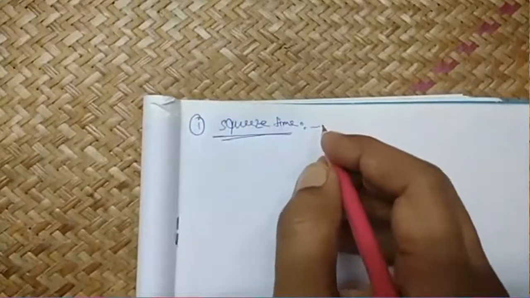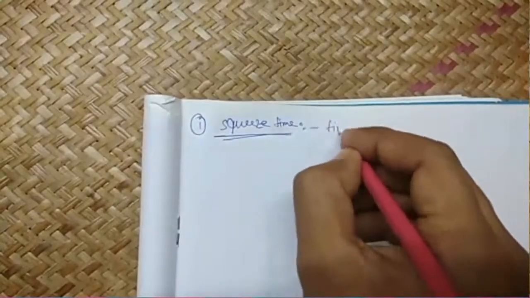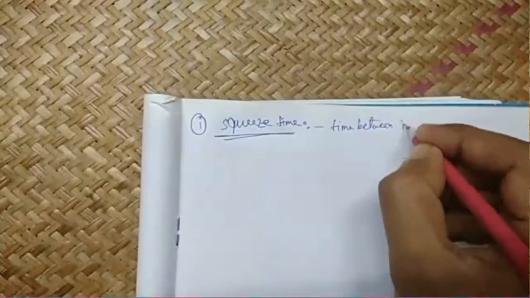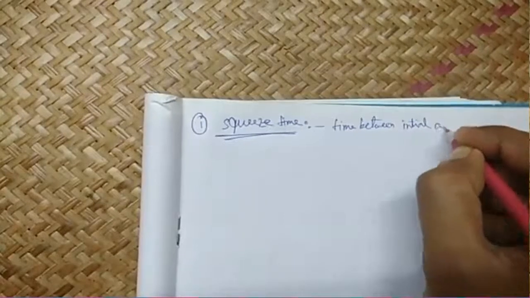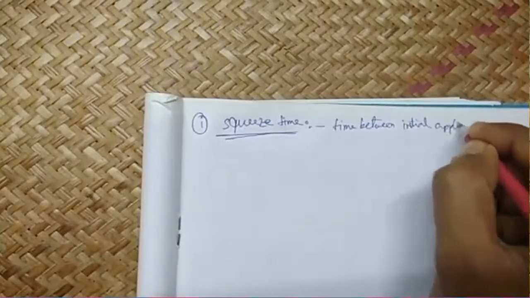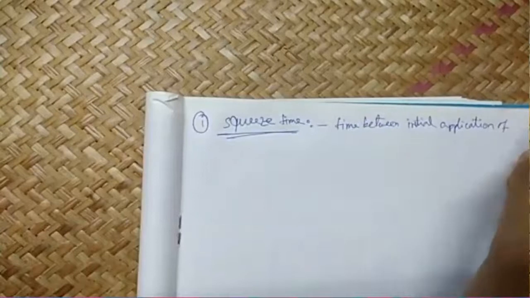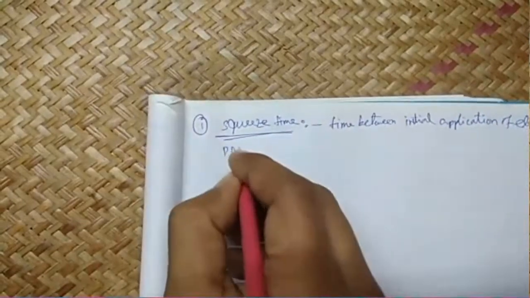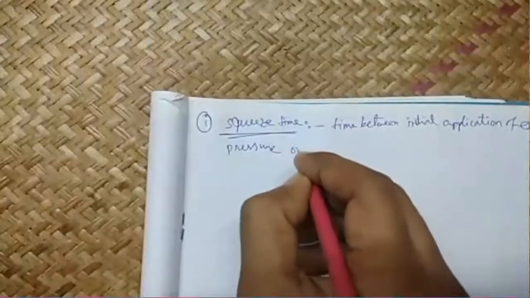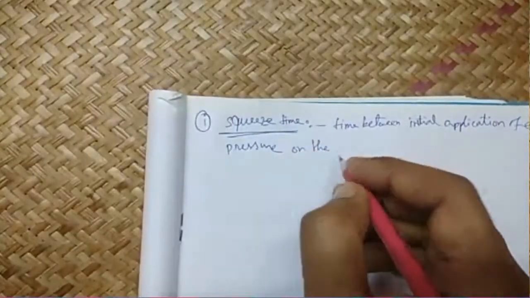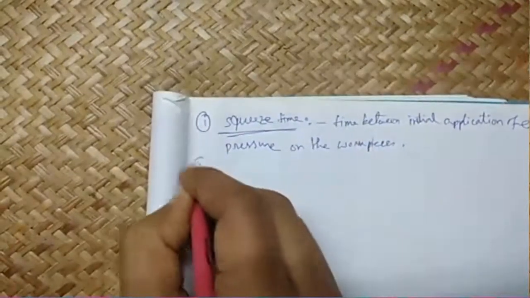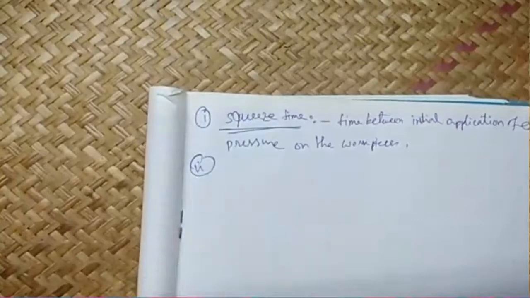Squeeze time is the time between initial application of the electrode pressure on the workpieces. Number 2 is the weld time.